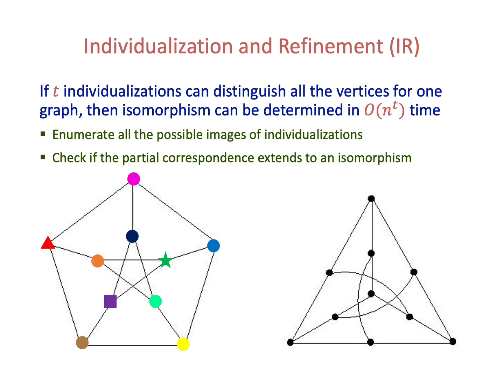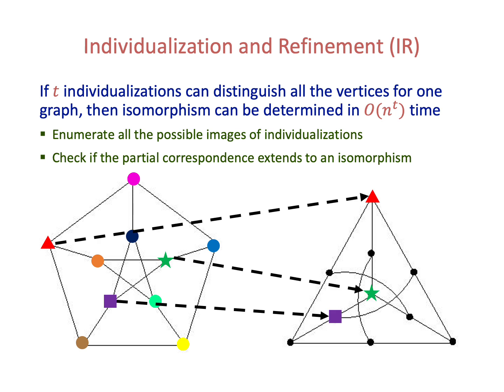If we are lucky enough, say by individualizing a small set of vertices, the color of every vertex is different after the refinement. We can use the refinement to test isomorphism. More formally, for a graph with n vertices, if individualizing t vertices can distinguish all the vertices, we can test isomorphism in time n to the t by enumerating all the possible images of the individualized vertices and checking if the correspondence between individualizations extends to an isomorphism.